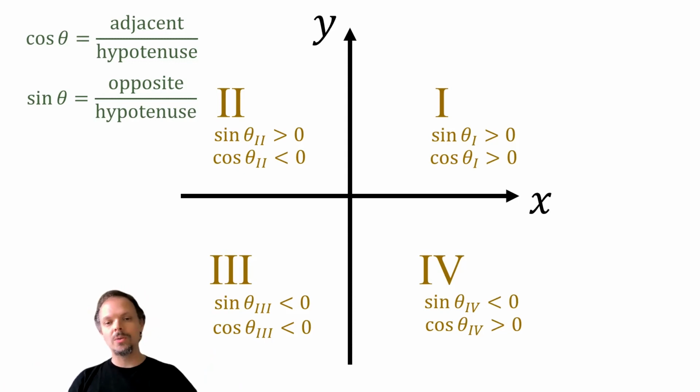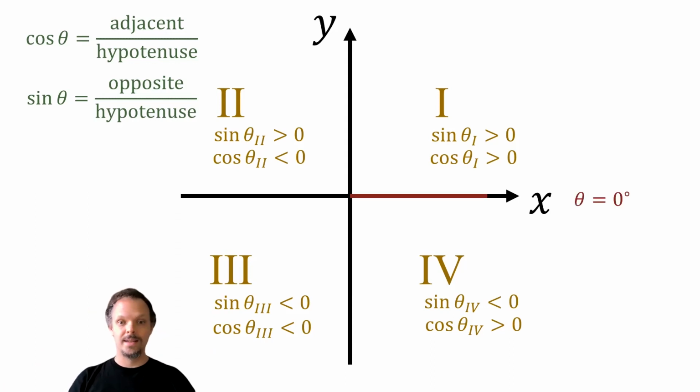In addition to positive and negative for each of the 4 quadrants, there are certain angles that are really worth knowing the sine and the cosine for. And so we're going to go through those. Fortunately, there's not too much to memorize. There's only really 4 that we're going to talk about here.